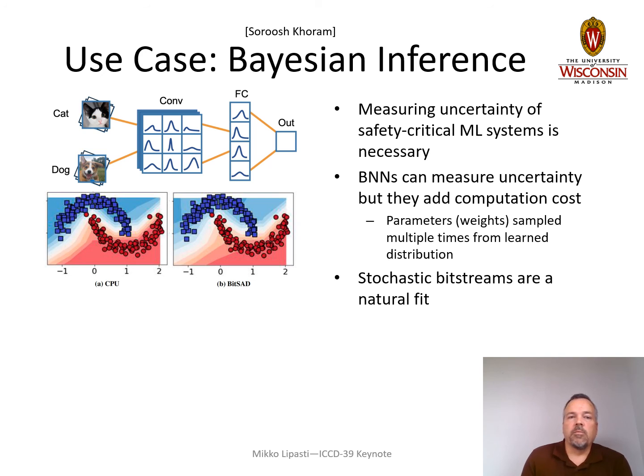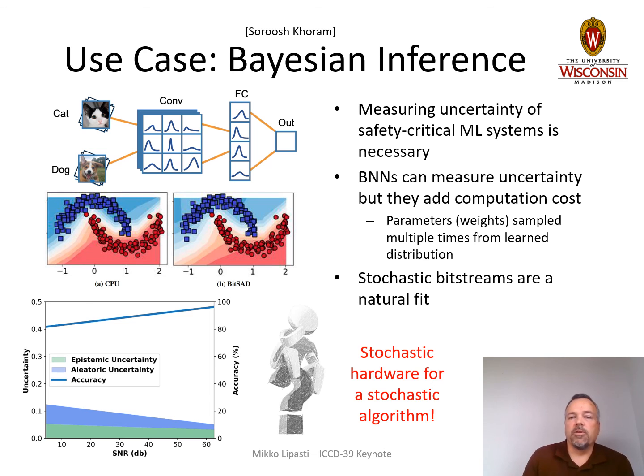And we're able to demonstrate this for CPUs, but also our BitSad implementation achieves a very, very similar and compelling result. And stochastic bit streams, the argument we're making here, are a natural fit because they're already stochastic in nature. So what you really want to do is use stochastic hardware to implement stochastic algorithms.